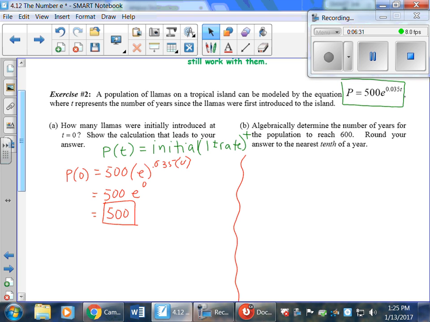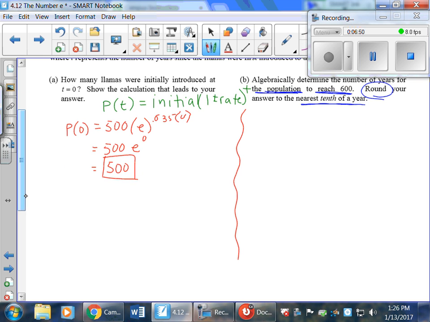And moving on to B. Algebraically determine the number of years for the population to reach 600. So population to reach 600, pay attention to what information they're giving us, and make sure we're rounding our answer to the nearest tenth of a year. So I'm going to slide this up because we're going to need some serious room for this one.